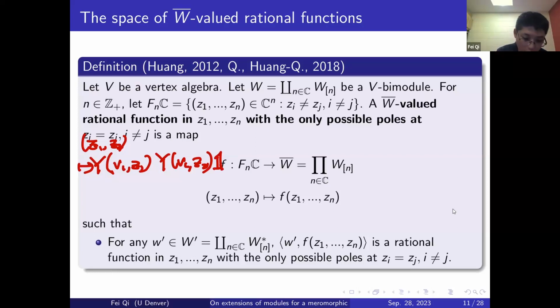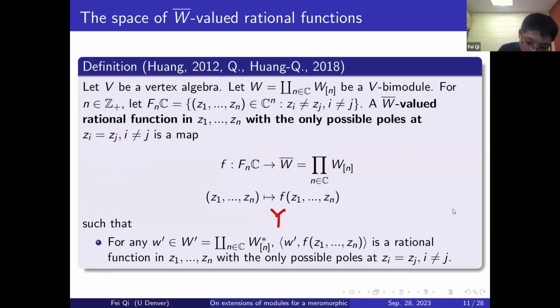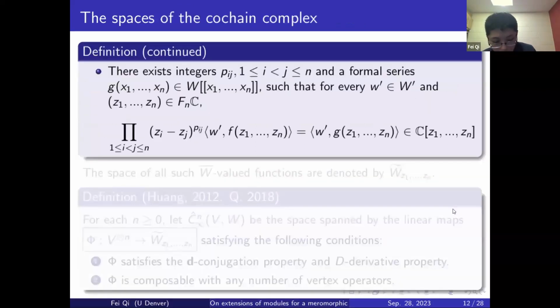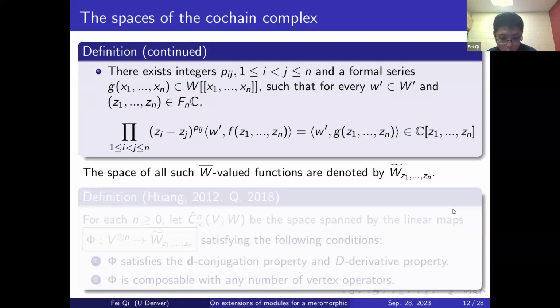You could actually extend this definition to arbitrarily many variables. For example, if you set Y(v1, z1) and form the product all the way up to Y(vn, zn), and then act on the vacuum, this is another example of W-bar valued rational functions. All these definitions come very naturally. Now we will use the notation W-tilde sub z1 to zn to denote the space of all such W-bar valued rational functions.